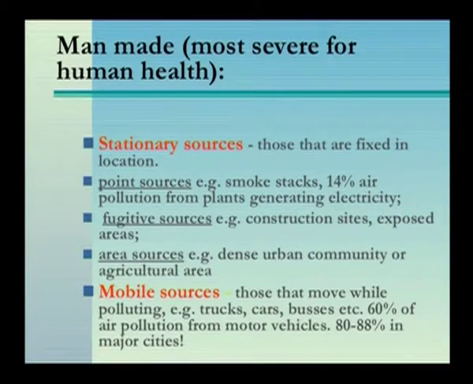Many of us might think, how does an agricultural area actually contribute to pollution? But with new methods of agriculture, that is tractors and everything that is mechanized, and all of these machines use diesel, the level of pollutants is far more severe in these areas. Mobile sources, those that move while polluting. So these are basically your automobile industries. 60% of air pollution comes from motor vehicles and 80 to 90% in just major cities.